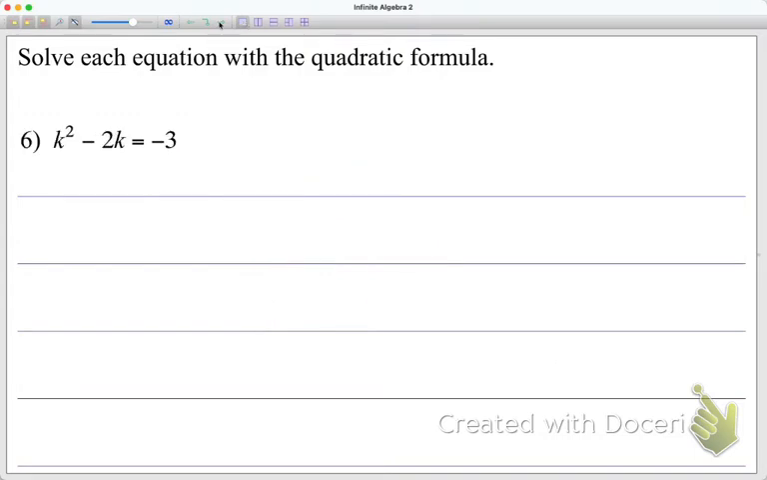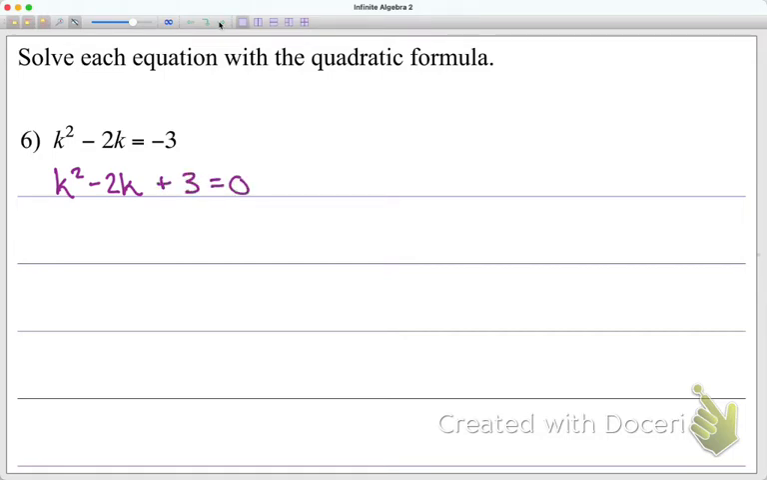I don't want it like that. Okay. So it says solve. So I need to set it equal to what? 0. So I have k squared minus 2k, and I would add the 3 over, wouldn't I? Yep. Plus 3.